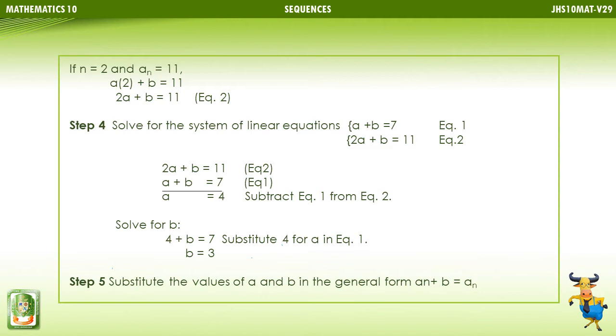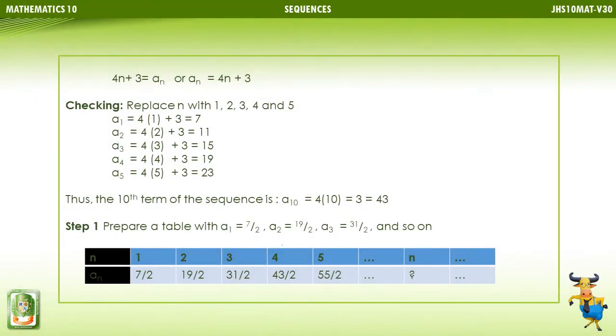Step 5. Substitute the values of a and b in the general form an plus b equals a sub n. 4n plus 3 equals a sub n, or a sub n equals 4n plus 3.